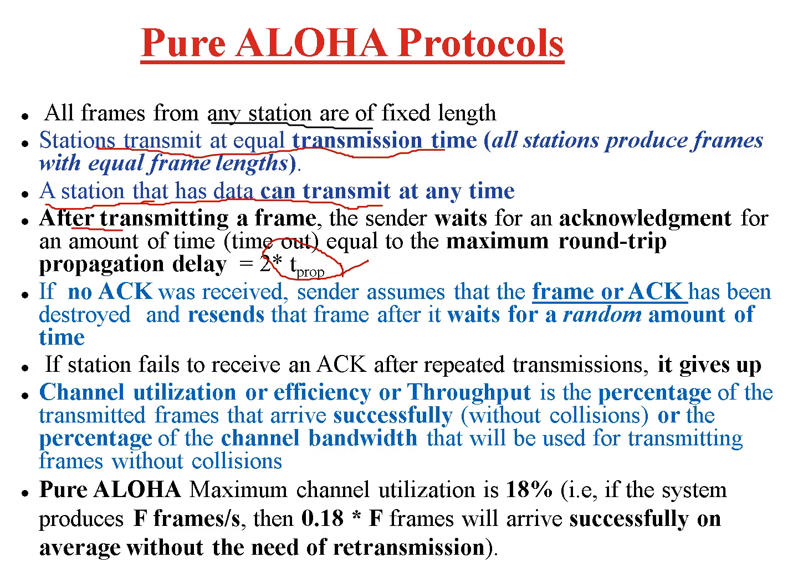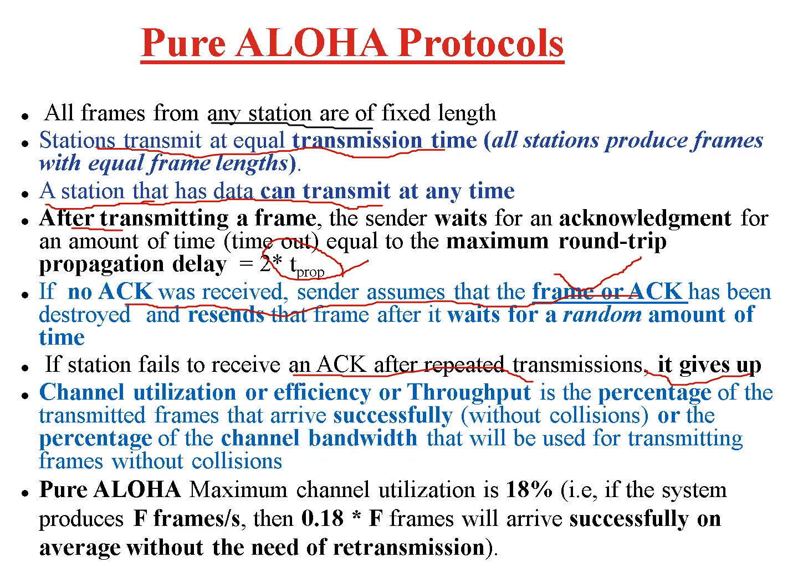And after sending, it will wait, and if the acknowledgement is received within the waiting period, then the sender assumes that the frame has been accepted there. If no acknowledgement is received, then the frame or acknowledgement is assumed destroyed. That is the assumption taken by the sender, and it resends the frame after a waiting time. If a station fails to receive an acknowledgement after repeated transmission, then it will give up the activity.